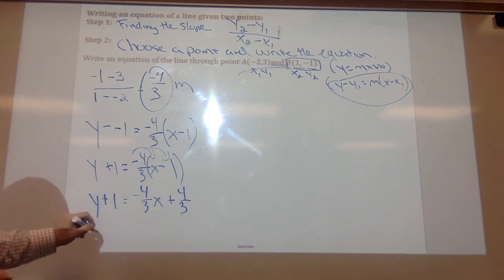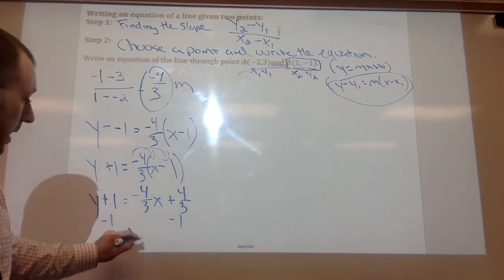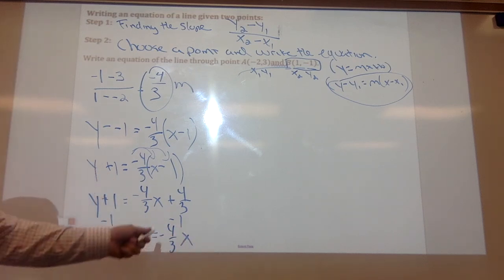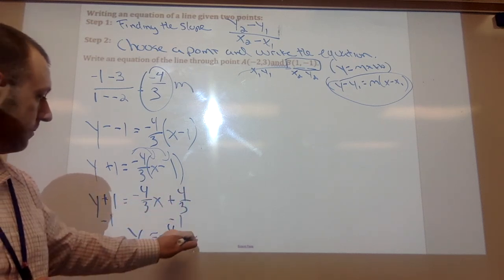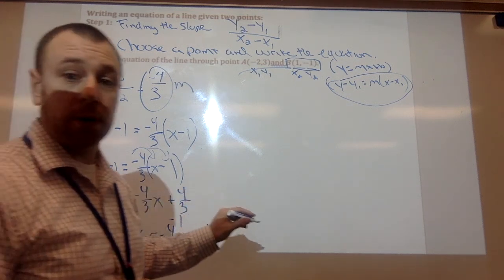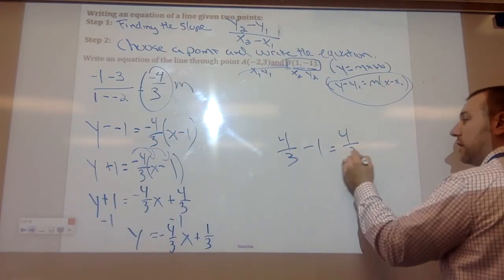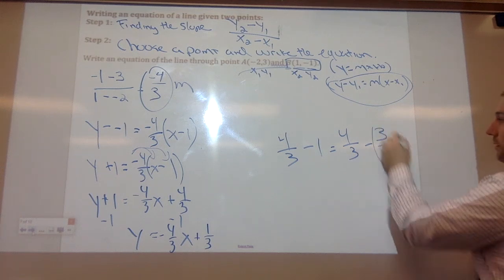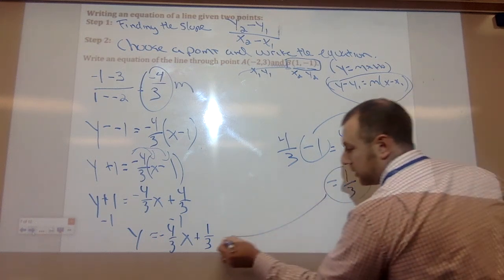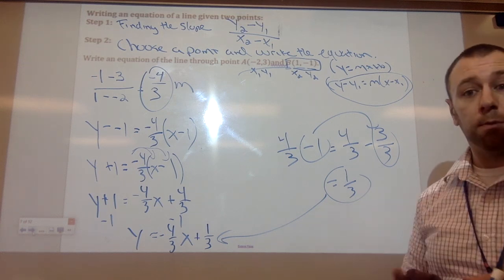Now, I'm going to subtract 1 from both sides, and I get y equals -4/3 x. And then 4/3 minus 1 is really going to be 1/3. If you think 4/3 minus 1 is really 4/3 minus 3 over 3. Those are the same, which is really 1/3. So that's how we get my equation. In my next example, we'll repeat the same process.